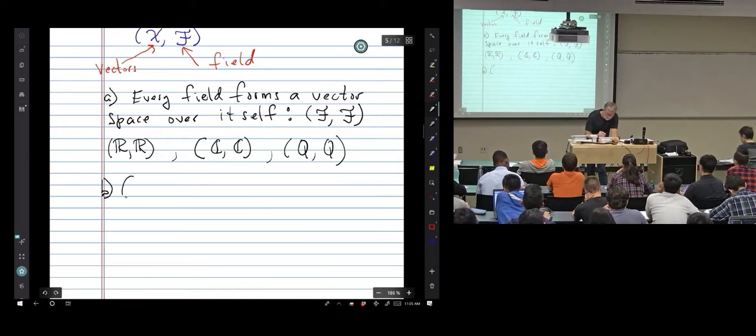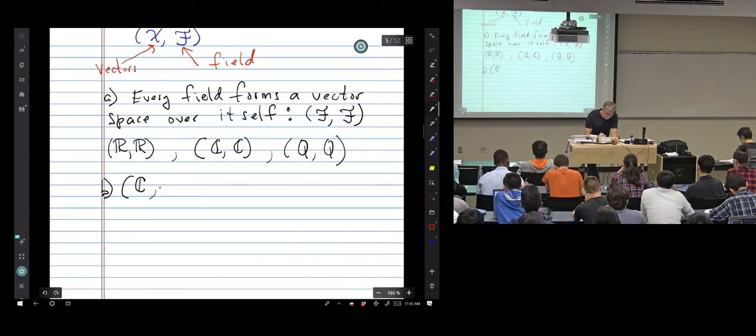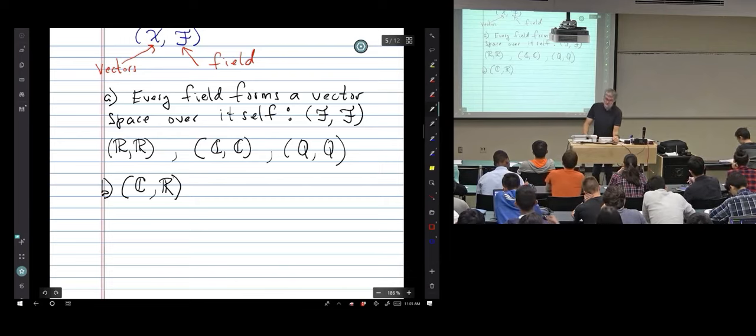Okay. Remember, the first thing is the vectors. I'm going to take my vectors to be complex numbers. I'm going to take my scalars to be real numbers. Okay?